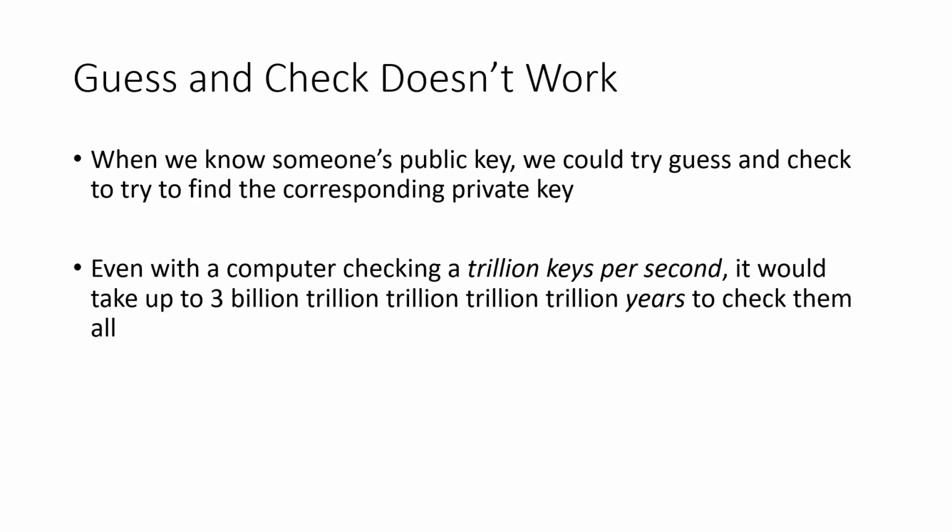Just to give you an example, let's say we know someone's public key. We know Beth's public key, and we want to try to figure out Beth's private key just by using guess and check. Well, even if we had a computer that checked 1 trillion keys per second, right? Checks another number, multiplies it by the public key, and sees if that cancels it out, sees if that gets us back to the original message. It would take 3 billion trillion years to check all of the possible keys. So unless our computer is really good at guessing, it's very unlikely that some kind of trial and error method would help us figure out how to decrypt this message.